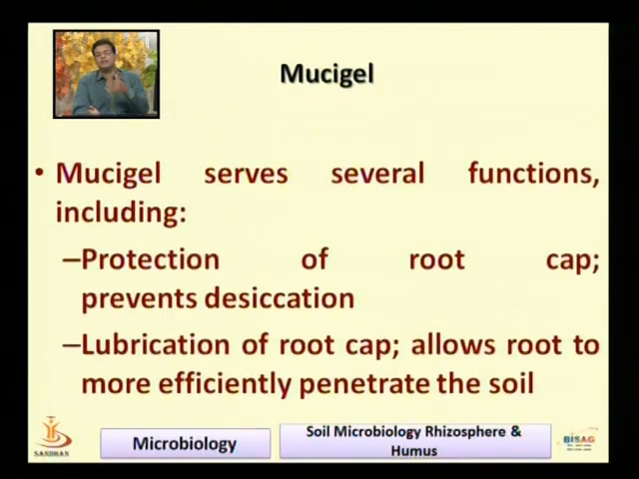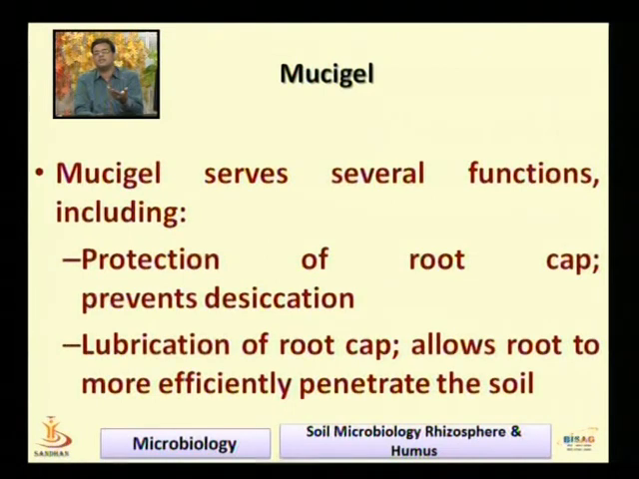Now, why is it secreted? Because it has some functions to perform in the root area. The first function is protection of the root cap, as it prevents desiccation in the root area. As we have discussed in the last slide, mucigel itself is a highly hydrated polysaccharide, and if root cells face any drought condition or any water scarcity, then this desiccation condition can be prevented by the presence of mucigel.